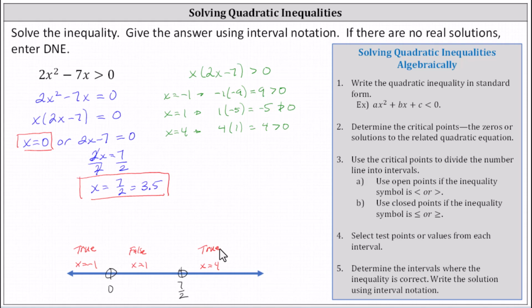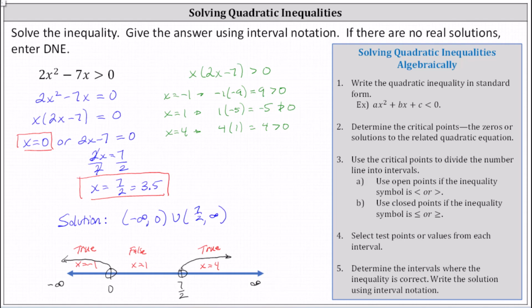This indicates the graph of our solution is x less than 0 or x greater than 7 halves. We want to express the solution using interval notation. To the left, we're approaching -infinity. To the right, we're approaching infinity. This indicates the solution using interval notation is the open interval from -infinity to 0 union the open interval from 7 halves to infinity. Notice I'm using a rounded parenthesis to the right of 0 and left of 7 halves because we have open points, meaning the endpoints are not included.